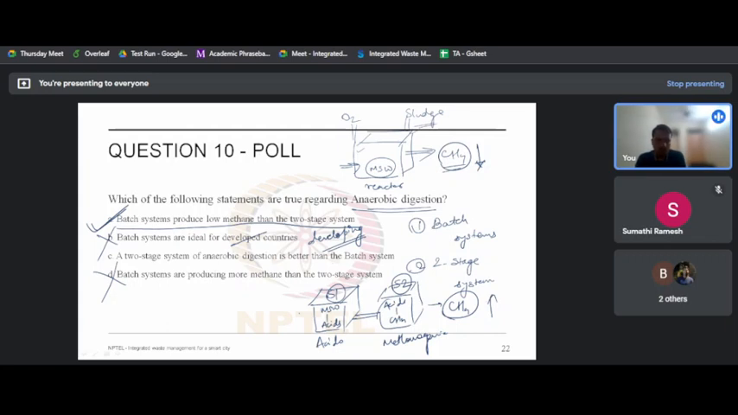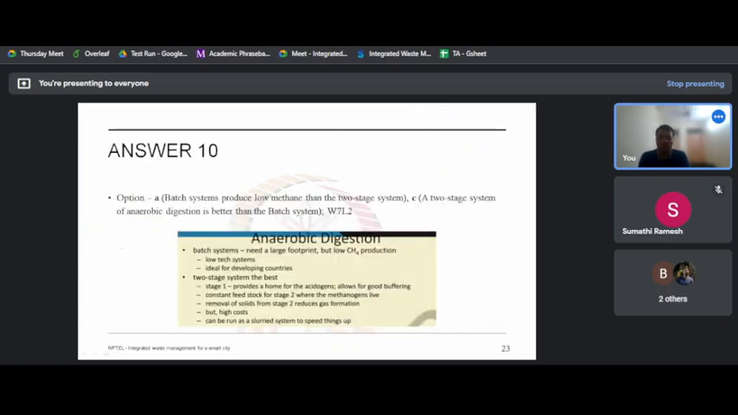So it is better compared to the batch system. So C is correct. So A and C are correct. Option A, batch systems produce lower methane than the two-stage system, and option C, a two-stage system is better than the batch system. So A and C are correct. Students can refer to the second lecture of this week.